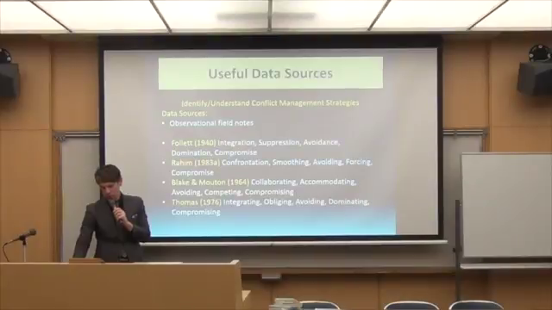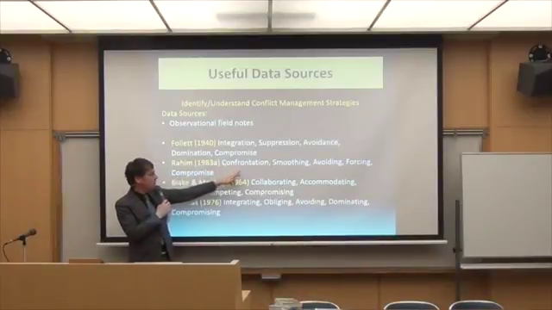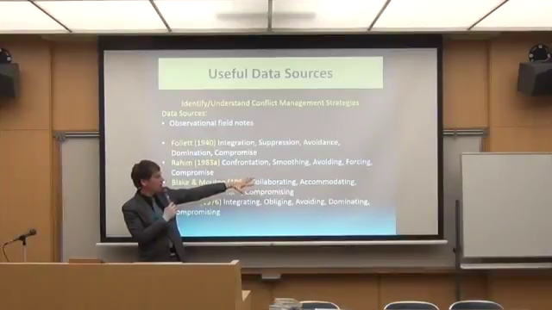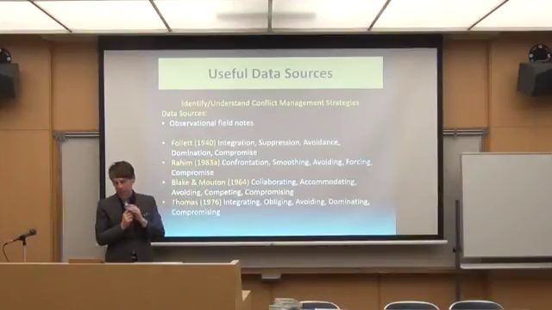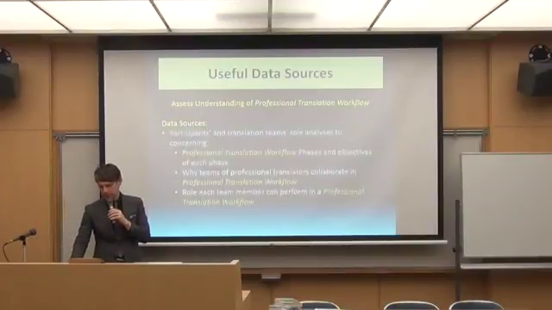Useful data sources for identifying conflict management approaches. I'm actually looking at Rahim at the moment. Are they confronting one another, smoothing, avoiding, forcing, compromising? If you do a quick Google search, it'll explain to you the different approaches that people are using for these. Okay, let's see. Assessing their understanding of the workflow, then basically I focus on questionnaires to do this.